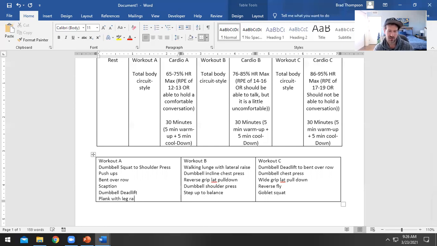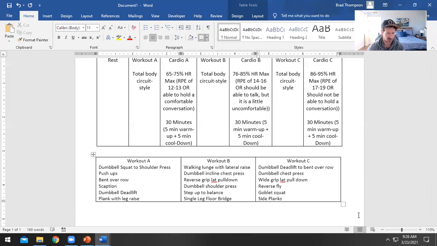Plank with leg raise. Let's go with a single leg floor bridge. And then over here, side planks. Cool. Pretty basic routine. Definitely not NASM style, right? In terms of our overall workout, this is definitely not doing things the way we normally do. We didn't build a full warm up or a full cool down or anything. This is just a very, very basic circuit that actually might work really well with our youth clients, right?